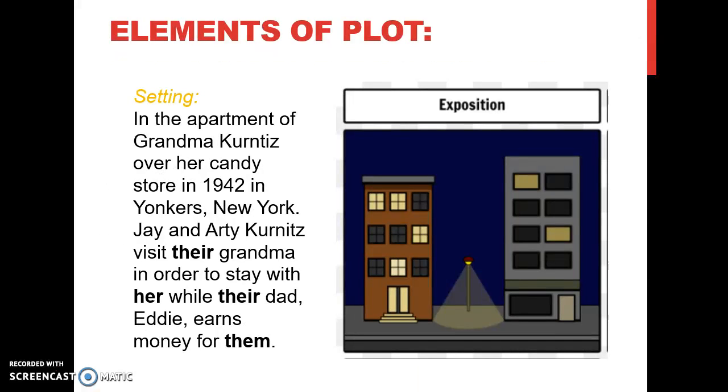So elements of plot. So for starters, the exposition, the setting. We know exposition covers the characters, the setting, and the general idea of the conflict. So the setting here is in the apartment of Grandma Kurnitz over her candy store in 1942 in Yonkers, New York. Jay and Artie Kurnitz visit their grandma in order to stay with her while their dad, Eddie, earns money for them. So I just bolded some of these personal pronouns. So in class, I might ask you why I did that and if it was an example of first person, second person, or third person.